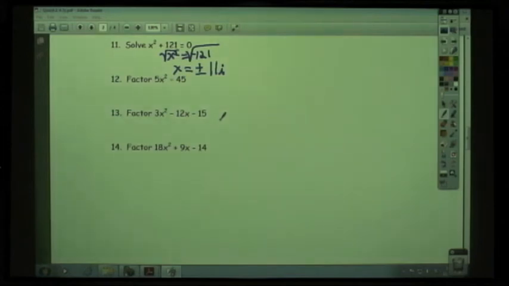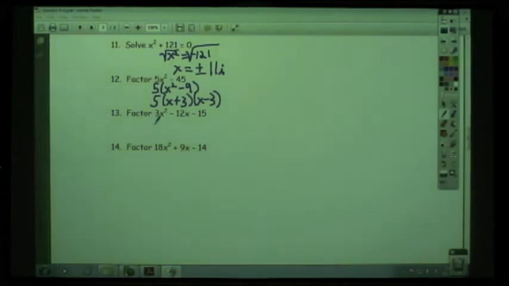So, 12, 13, and 14, we're just going through and factoring. You will probably, some of you, be really mad at me here because you didn't pay attention to what I told you in class. I told you anytime you can divide something out of them, you should do that first. So on this one, you should divide a 5 out of both of these first and get x squared minus 9. Then you can split that up into x plus 3 and x minus 3.